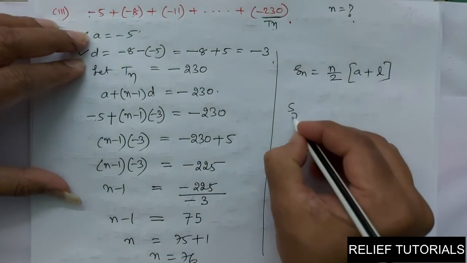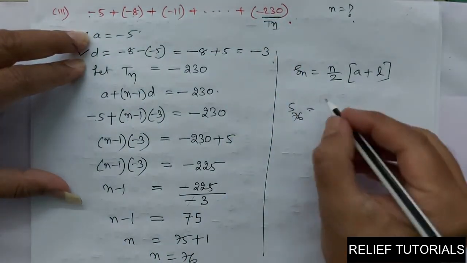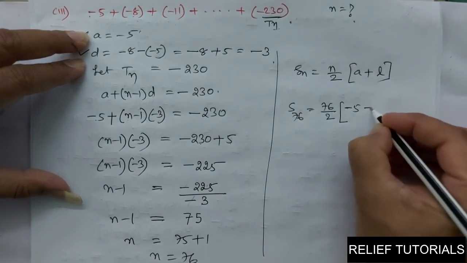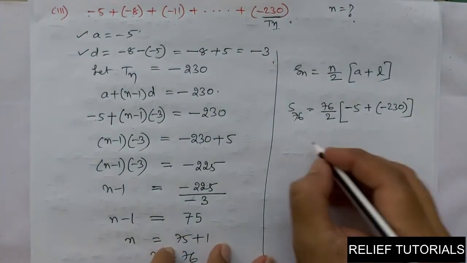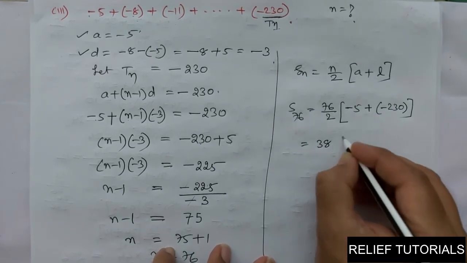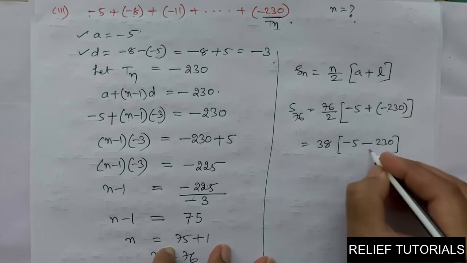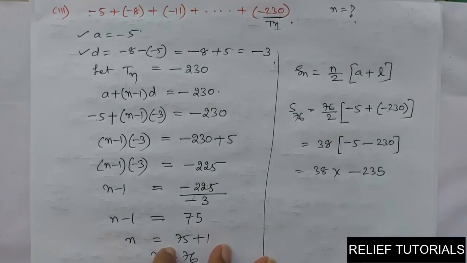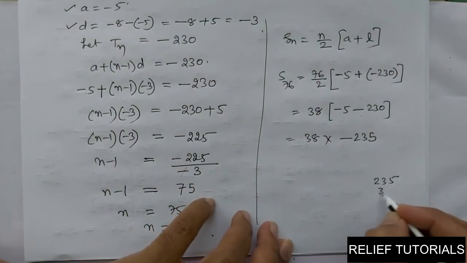Now n, how much did you get? 76. So S76 means there are 76 terms. So the sum of 76 terms is equal to 76 by 2 times (first term minus 5 plus last term minus 230). That's all. So 76 by 2 is 38, now minus 5 minus 230 is minus 235, so you want this total. So you multiply here, 235 into 38.